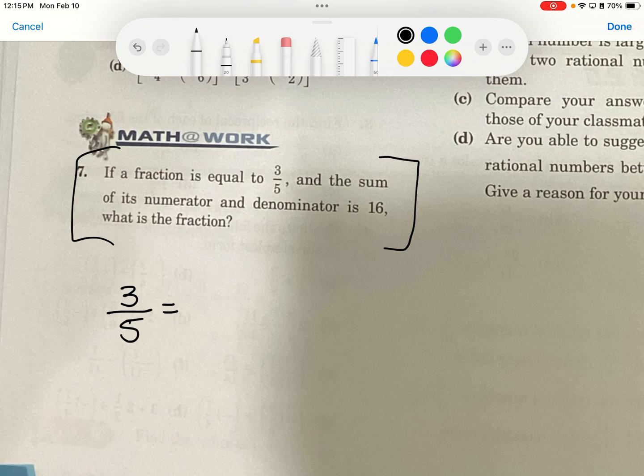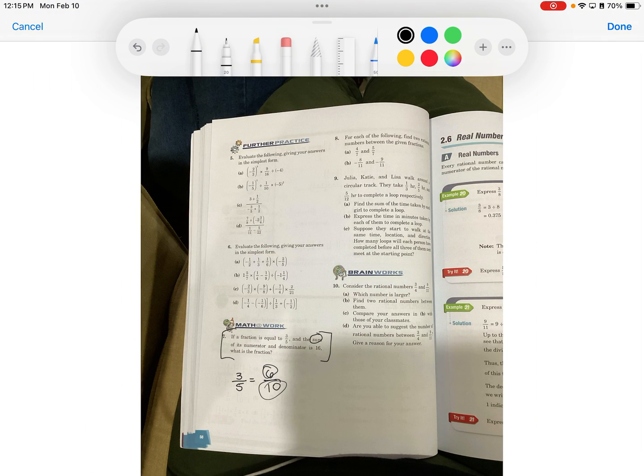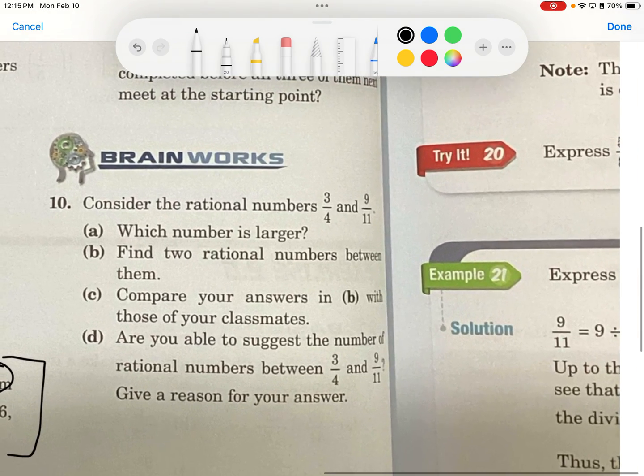Okay, so we could do 6/10. Would that equal 3/5? Well, that's the problem solved. The sum of the numerator and denominator is 16. That's easy. You could just split the 16. That's like the easiest problem we've had all day. I know, and the math at work stuff is supposed to be hard.